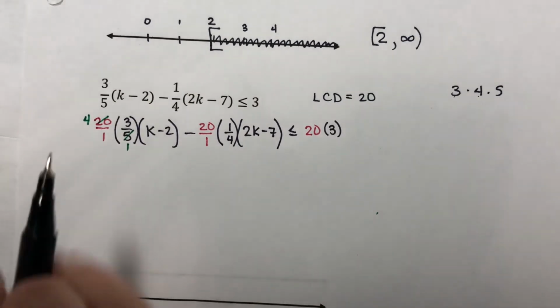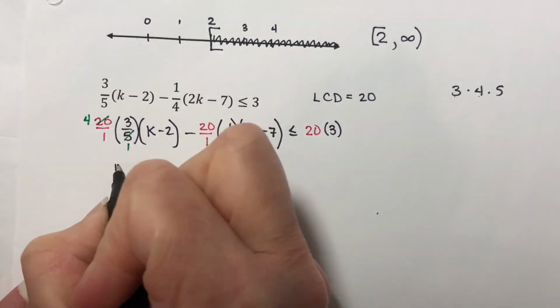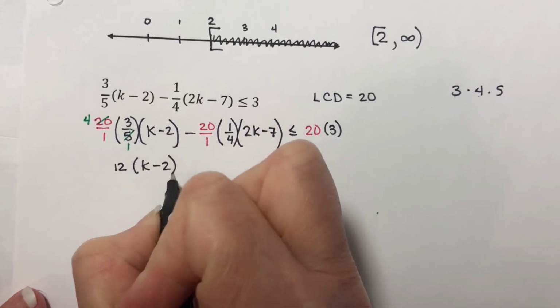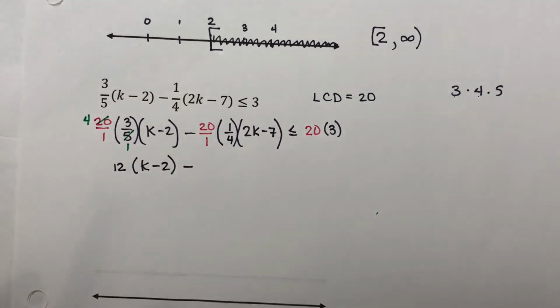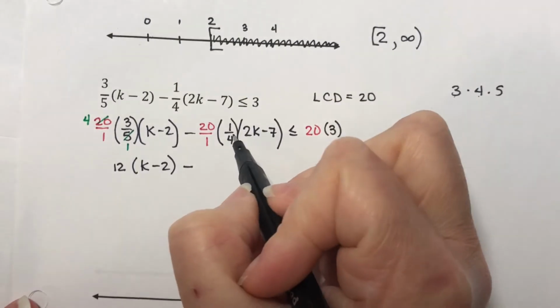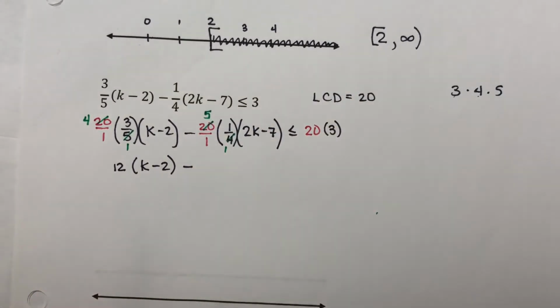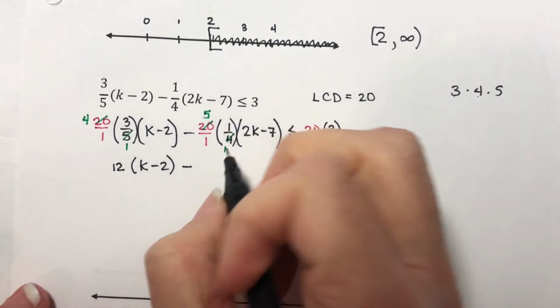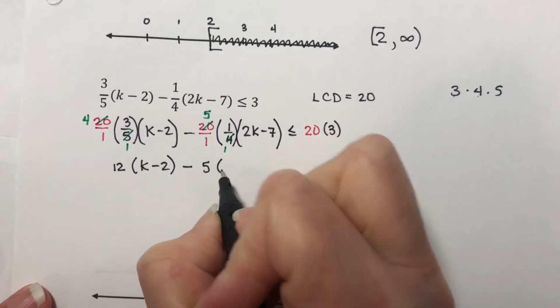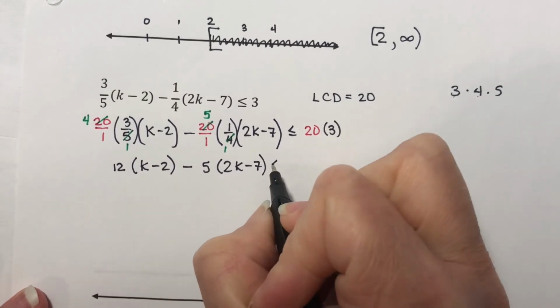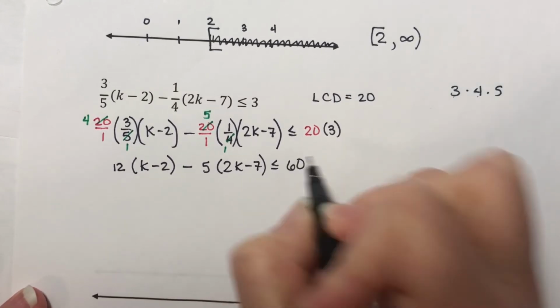So what do I have? I have 4 times 3, which is 12. And then I'm going to take that and multiply it by k minus 2. Minus. The same thing happens here. Divide this by 4, you get a 1. Divide this by 4, and you have a 5. So I have 5 times 1, which is 5, times 2k minus 7. And this is less than or equal to 60.